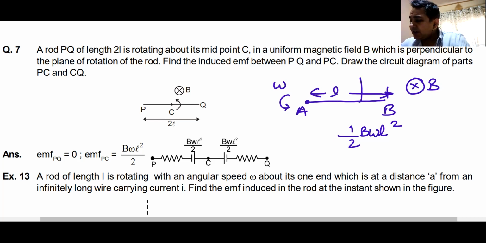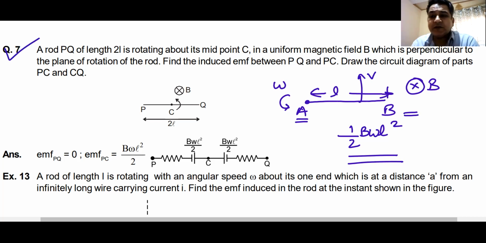If it is rotating like this, the velocity is like this, V cross B. So we saw that end A was at higher potential, end B was at lower potential, and the potential difference was half B omega L square. Same concept. We have question number 7. Can you solve it?